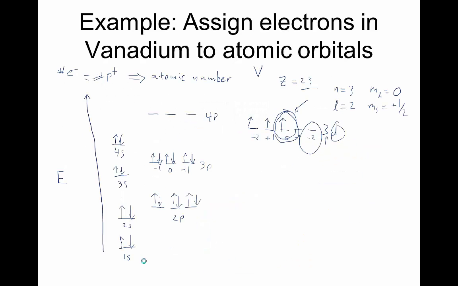So what is vanadium? Okay, vanadium has unpaired electrons. In particular, it has 3 unpaired electrons.